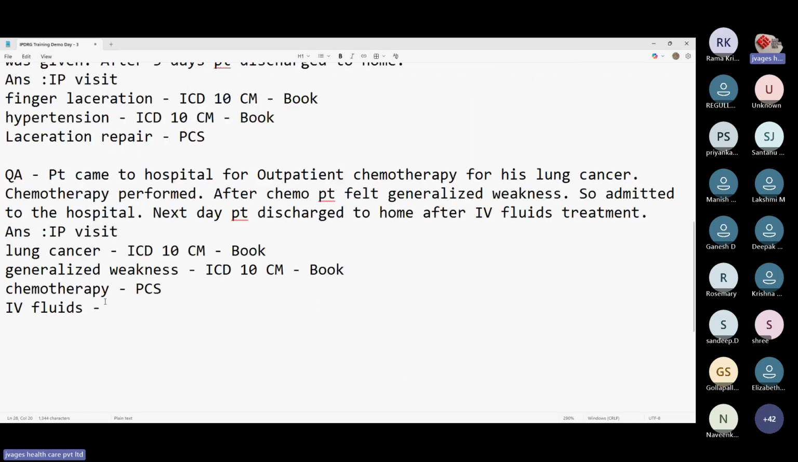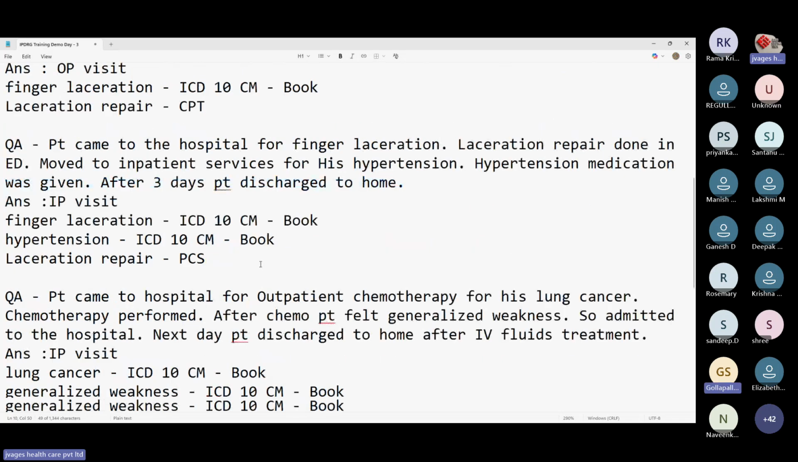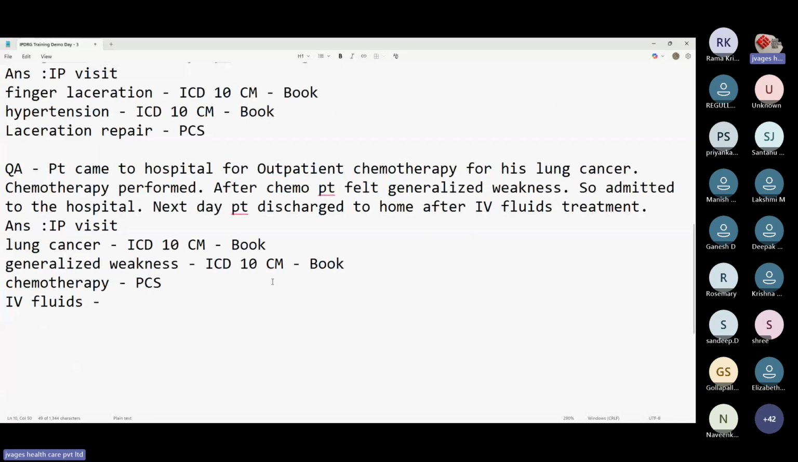So IV fluids come under which code set I need to use? HCPCS, sir. Okay, so again I will be going with HCPCS. HCPCS codes will be used only in OP visits. I told you, right? In an inpatient visit, you will be using only two codes: one is PCS, one is ICD. Other than that, nothing is there.